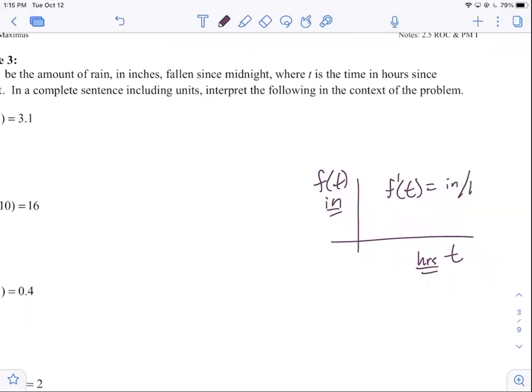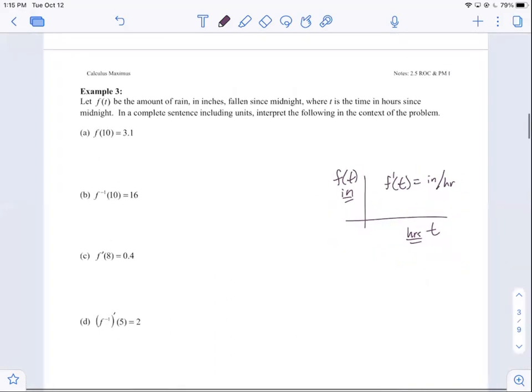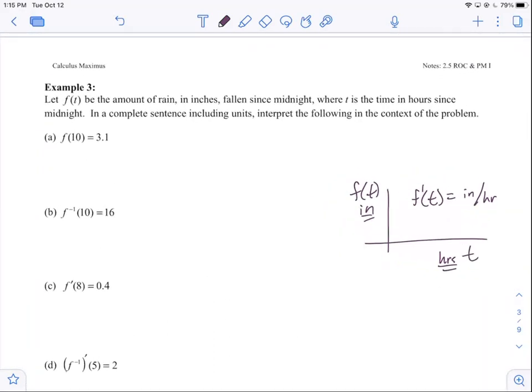Inches per hour. Yeah, you don't have to say divided by anymore. It's always going to be division. Always y divided by x. Always. dy/dx, right? Divide. Sweet. All right. So both f and f prime have the same input, though, don't they? It's the same t. It's hours.